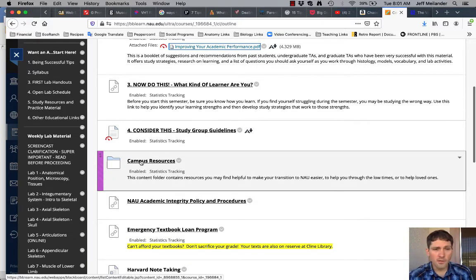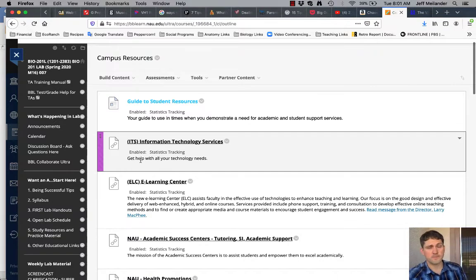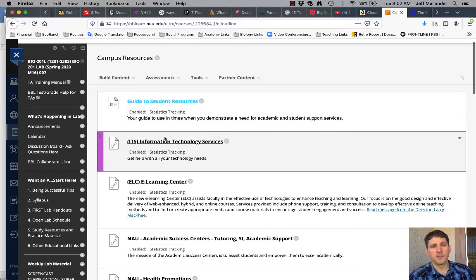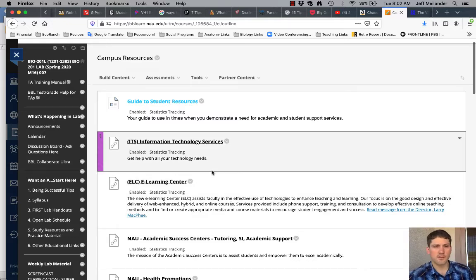So this folder here, Campus Resources, is also something you're probably going to want to point out. This is a guide to student resources. If you open this up, this is a PDF, and it shows a summary of all the resources that are on campus. Basically what I did was I hyperlinked those resources and put them into BB Learn so that it's a little bit quicker for students to find. And I also copied and pasted their mission statements or a little paragraph off of their page.